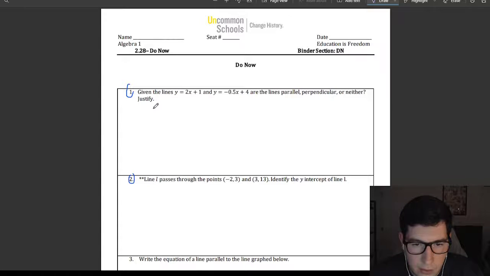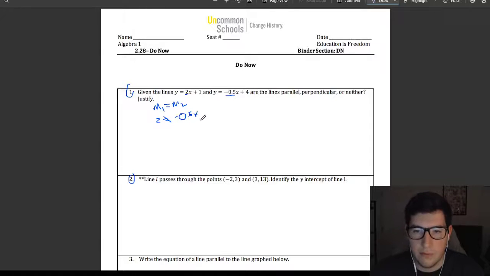So remember that for parallel, we have that m1 is going to equal m2. So I know that the first slope should be equal to the second slope, and hopefully we should right away see that that is absolutely not going to be the case here. 2 is not equal to negative 0.5. And so because of that, we know that these lines are not parallel. So boom, we can go ahead and cross that off right away.